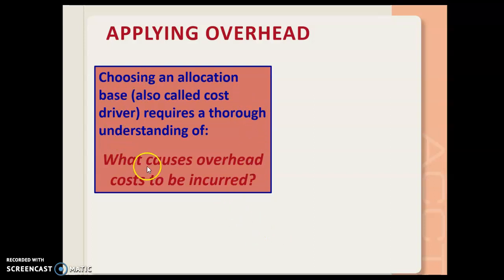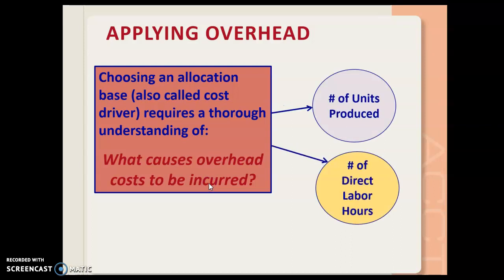Now, this also talks about the allocation base, which is also called a cost driver, and we have to determine that before we can do the formula as well. So we might use the number of units produced if we're a real small company and we only make one kind of thing. We might use the number of direct labor hours. That's a real common one to use, particularly in companies that have a lot of human direct labor.